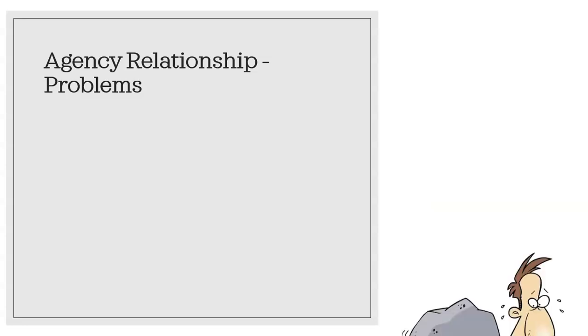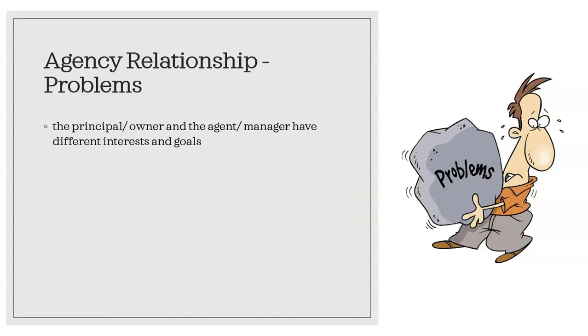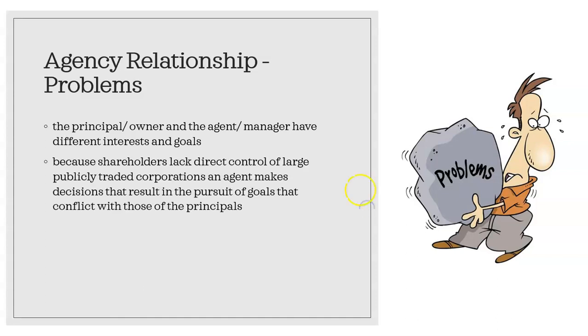Agency relationships are not without problems. Some of these problems are that the owner and the manager may have different interests and goals. So the owner may want to push the company in one direction, and the manager wants to push the company in a different direction. Maybe the owner wants to diversify, or the manager wants to keep the firm as it is and build in this particular industry. So they may have different interests and goals.